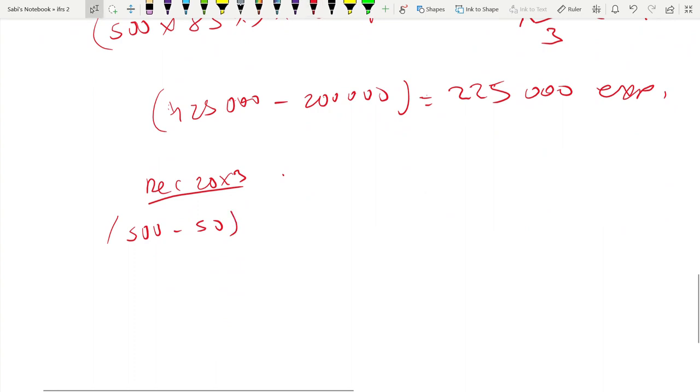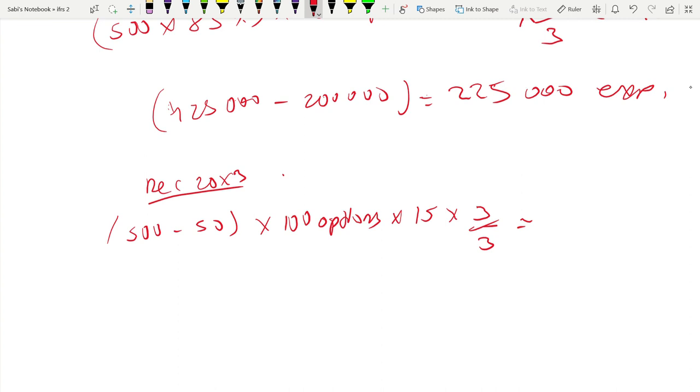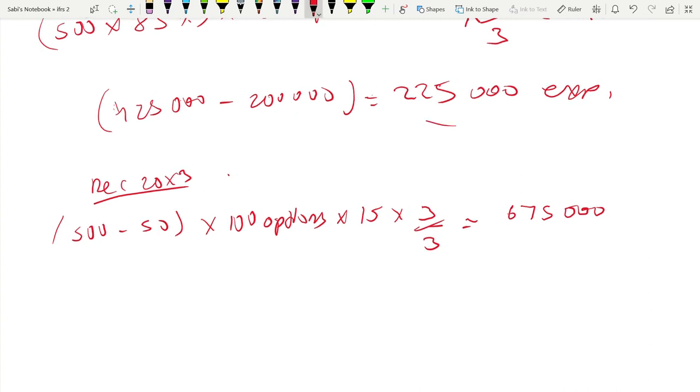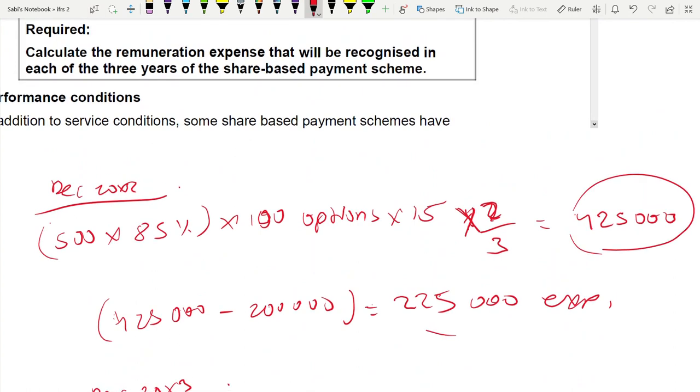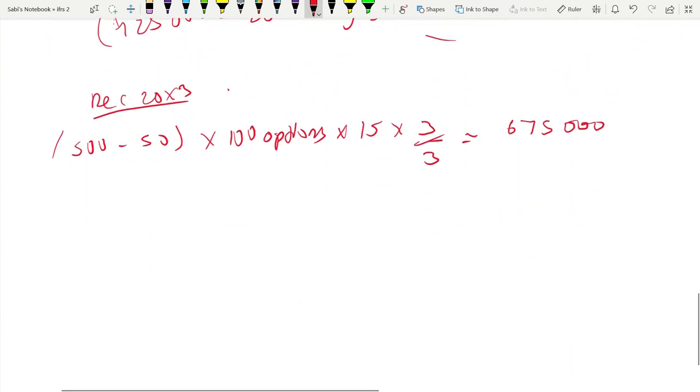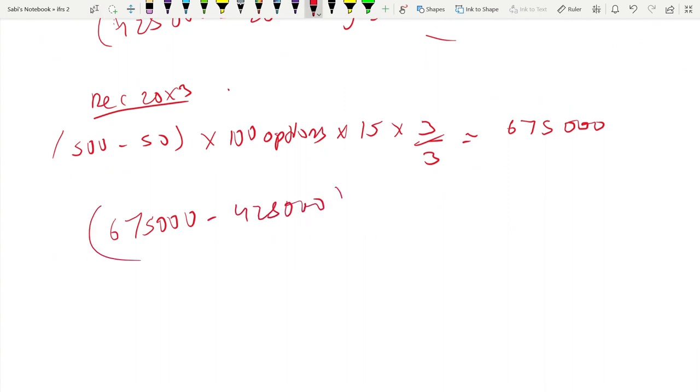Now, again 100 options. Fair value is 15 into, this is the third year, divided by 3 years. It will be 675,000. You see, previously it was 425. You don't have to look at this. You have to see the total amount. From here, what was the jump? It increased by 250,000. 675,000 minus 425,000 is 250,000. An increment of 250,000. Expense increased by 250,000. So is equity.